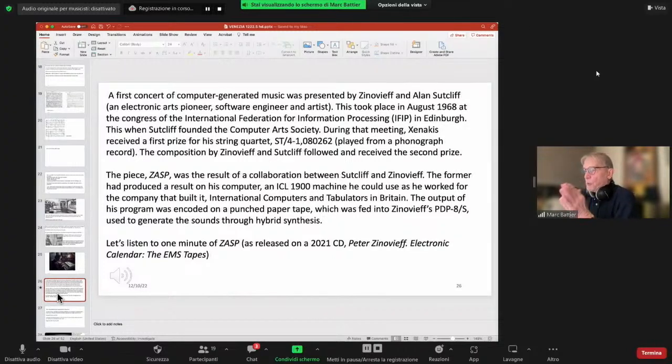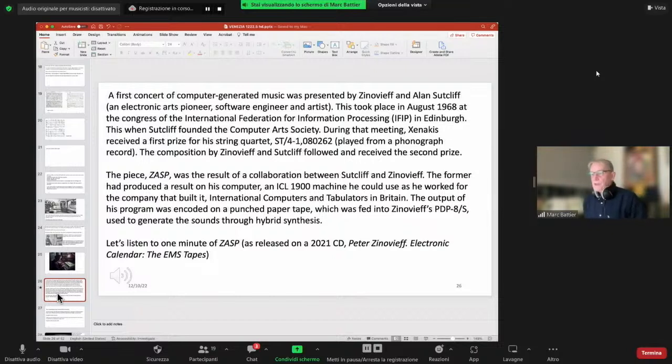There was a piece composed by Alan Sutcliffe, who's an electronic arts pioneer and a software engineer and artist, and Zinoviev. And this took place in August 1968 at the Congress of the International Federation for Information Processing, IFIP, in Edinburgh. This is when Sutcliffe founded the Computer Arts Society. During that meeting, Xenakis received a first prize for his string quartet, ST4, which actually was played from a phonograph. The composition by Zinoviev and Sutcliffe followed and received the second prize.